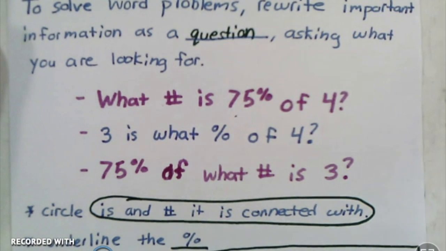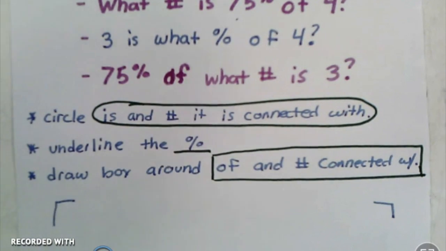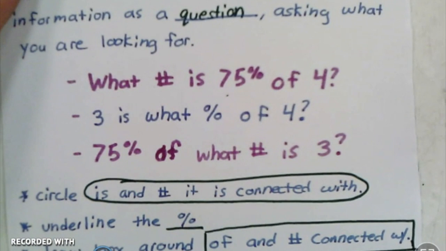But I'm going to show you how to look at word problems, form one of these questions, and then solve it using a proportion and an equation. So this is what we're going to do. We are going to circle the is and the number that the is is connected with. We're going to underline the percent, and we're going to draw a box around the of and the number that the of is connected with. The reason we do that is because the only way you're going to get these questions wrong is if you misidentify what's the is, what's the of, what's the percent. So let's look at these three examples and do that.